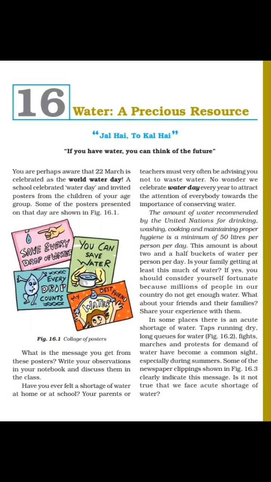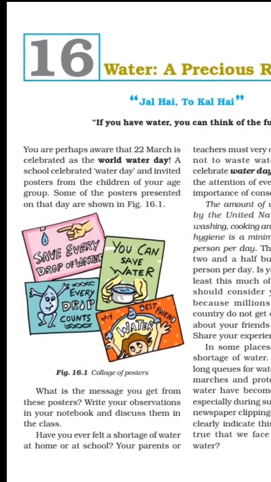Now see, at the starting of the chapter, two lines are mentioned. First line, Jal hai to kal hai. And the second line, if you have water, you can think of the future. Now, students, we are aware that living things require water to survive on the earth. Like animals and human beings require water to survive on the earth. Here the line mentioned, if you have water, you can think of the future. Yes, it is correct. Suppose we do not have water, we cannot think about the future. Now see the chapter.